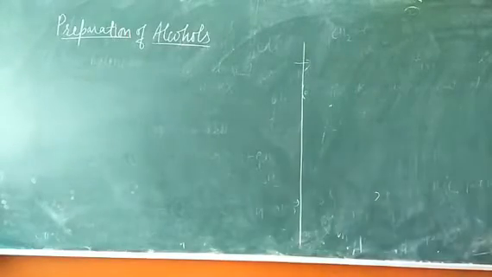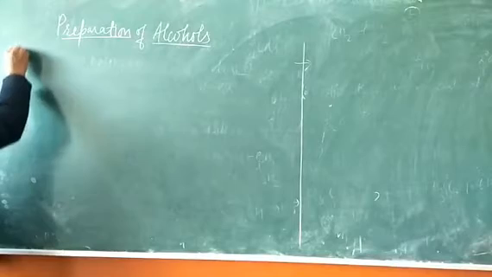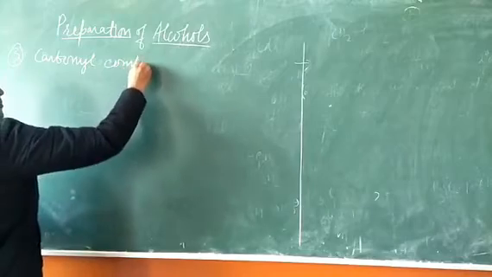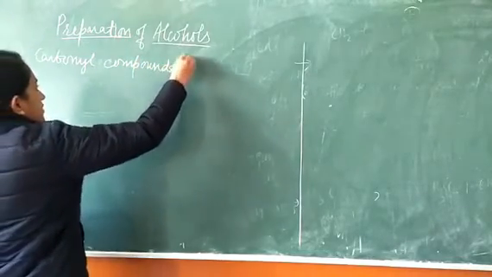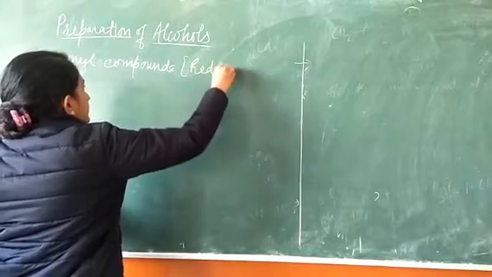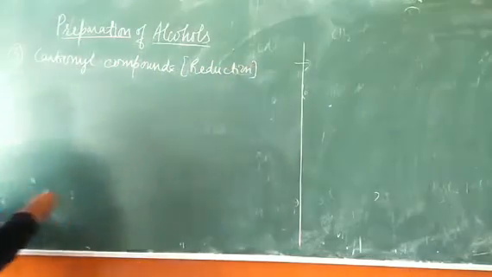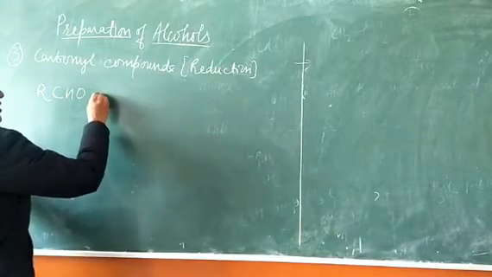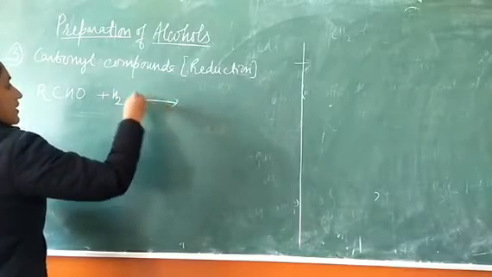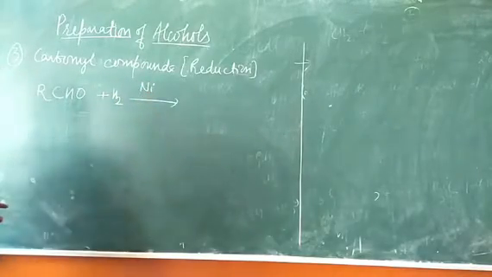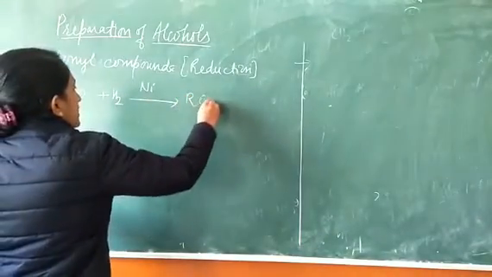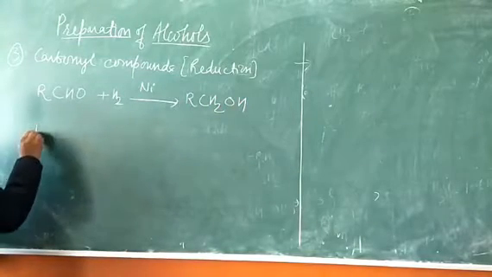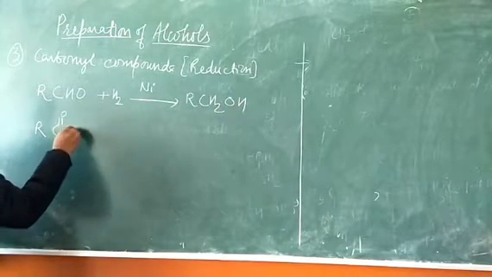Now student, next we are going to prepare the alcohol from carbonyl compound reduction. Right? So let us take first aldehyde RCHO. If the reduction is catalytic reduction in presence of nickel, right? So it will get RCH2OH.